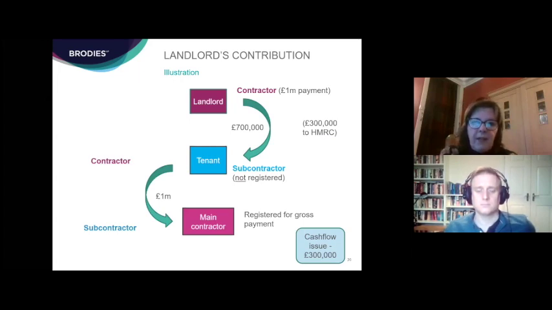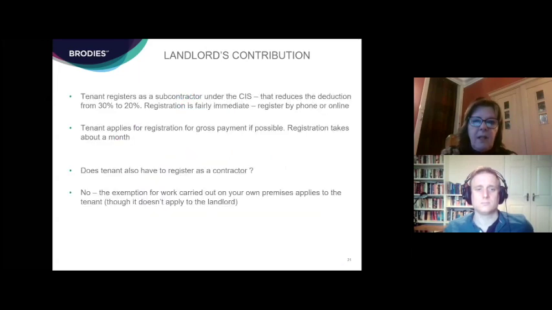The ways to fix this, as we'll see on the next slide, is that the tenant first of all registers, and that reduces it from 30% to 20%. And that can be done very quickly by phone or on the internet. And also the tenant can apply for gross payment if that's possible because of the work that the tenant's going to be doing. Curiously, but helpfully, the tenant doesn't actually have to register themselves as a contractor because the tenant can make use of this exemption for work carried out on your own premises.